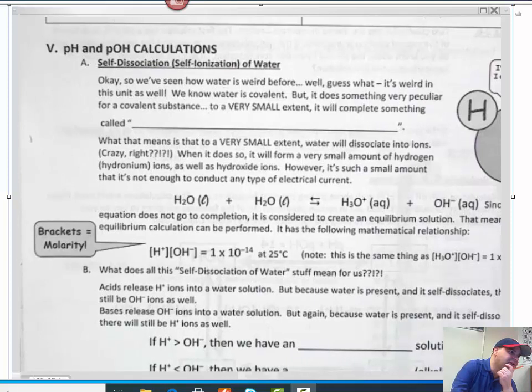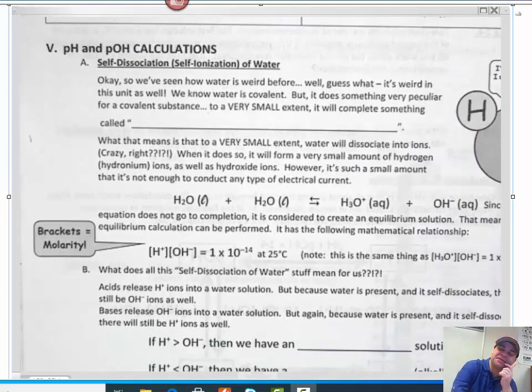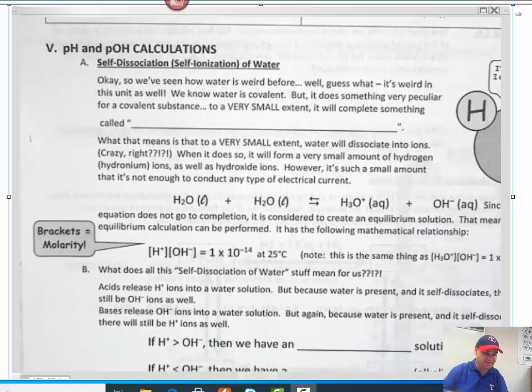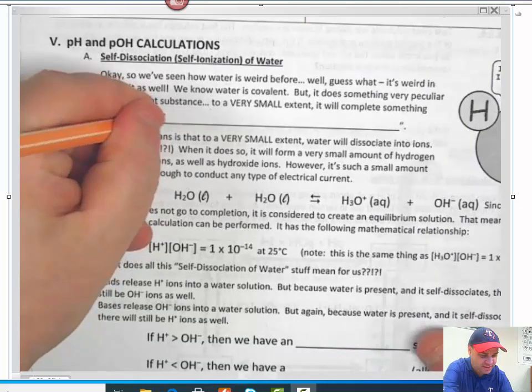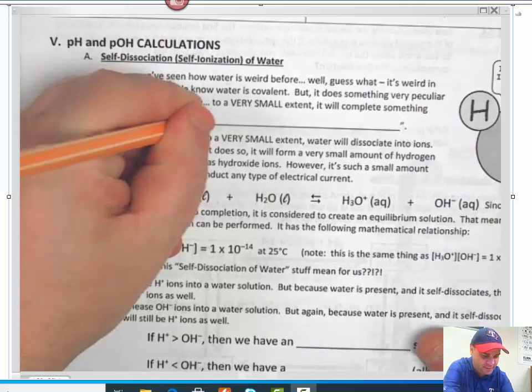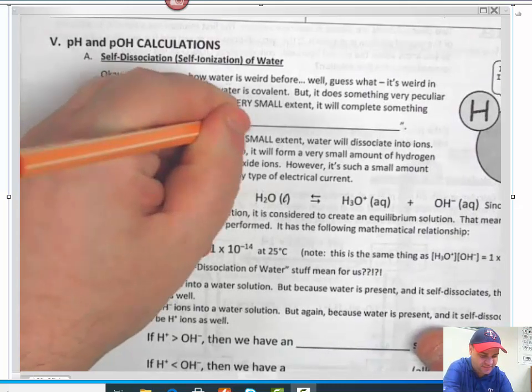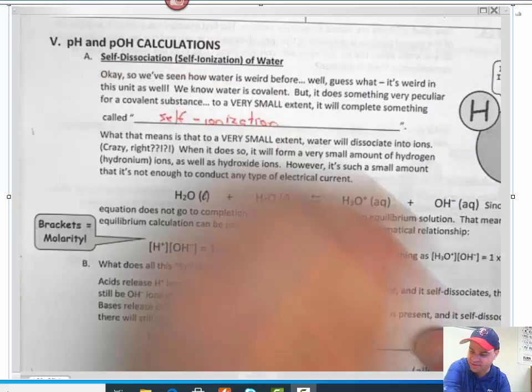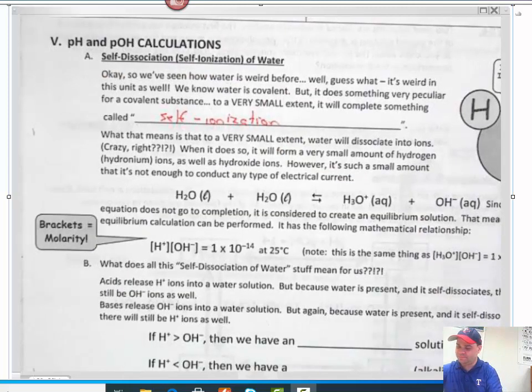I'm going to go over pH and pOH calculations, but we have to do a little talking before that. So first thing we have to talk about is the self-dissociation or self-ionization of water. Okay? Water can self-ionize. So this is self-ionization right here in this blank.